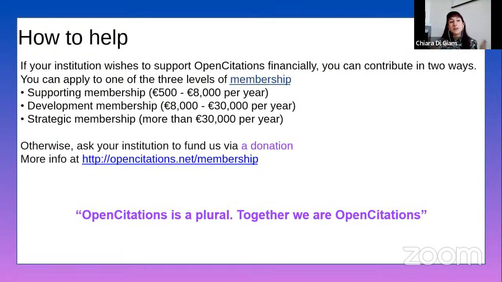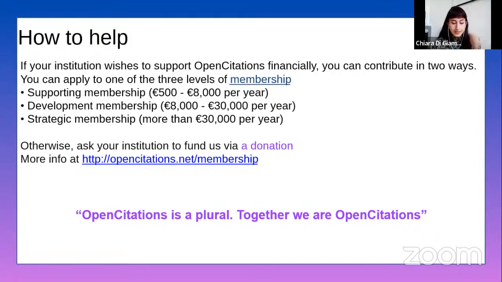On the other hand, if your institution wishes to support Open Citations financially, you can contribute in two ways. You can apply to one of the 3 levels of membership, or you can ask your institution to fund us through a donation. You can find all the membership information on our website.